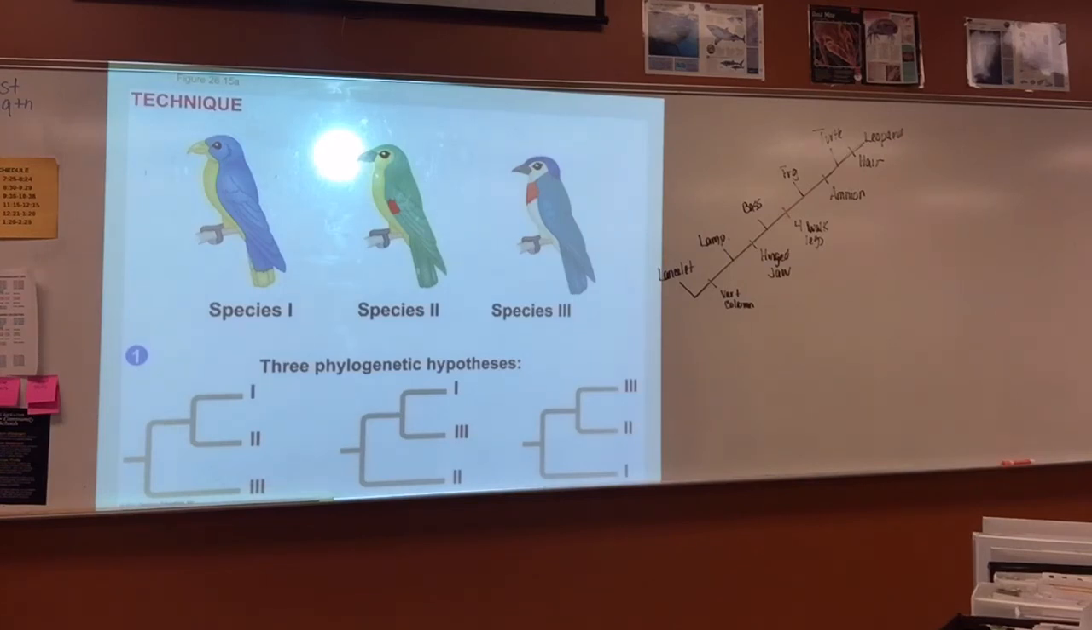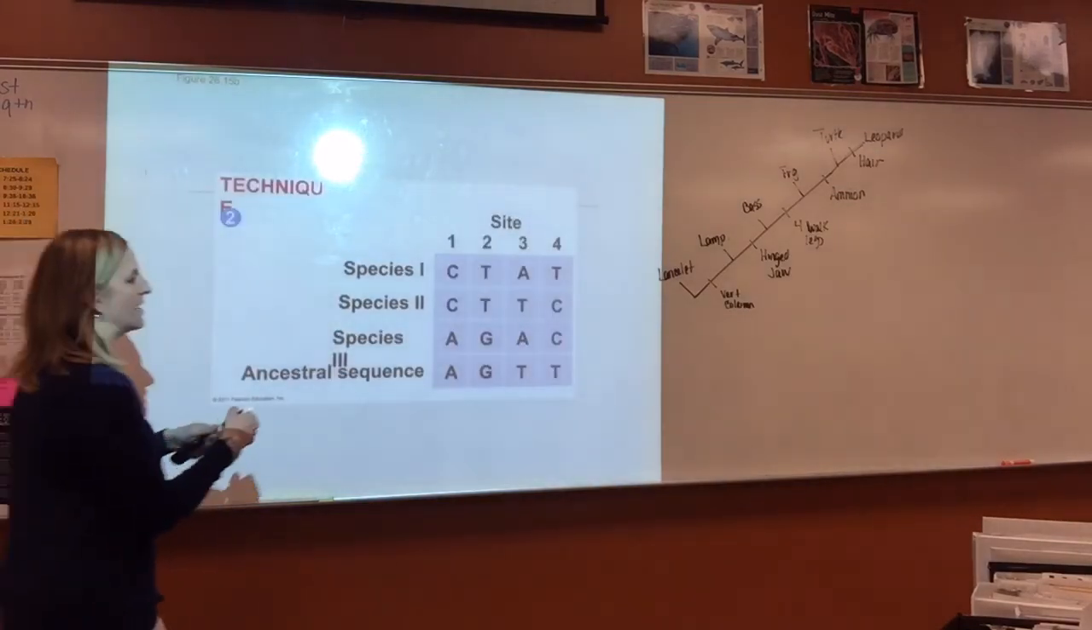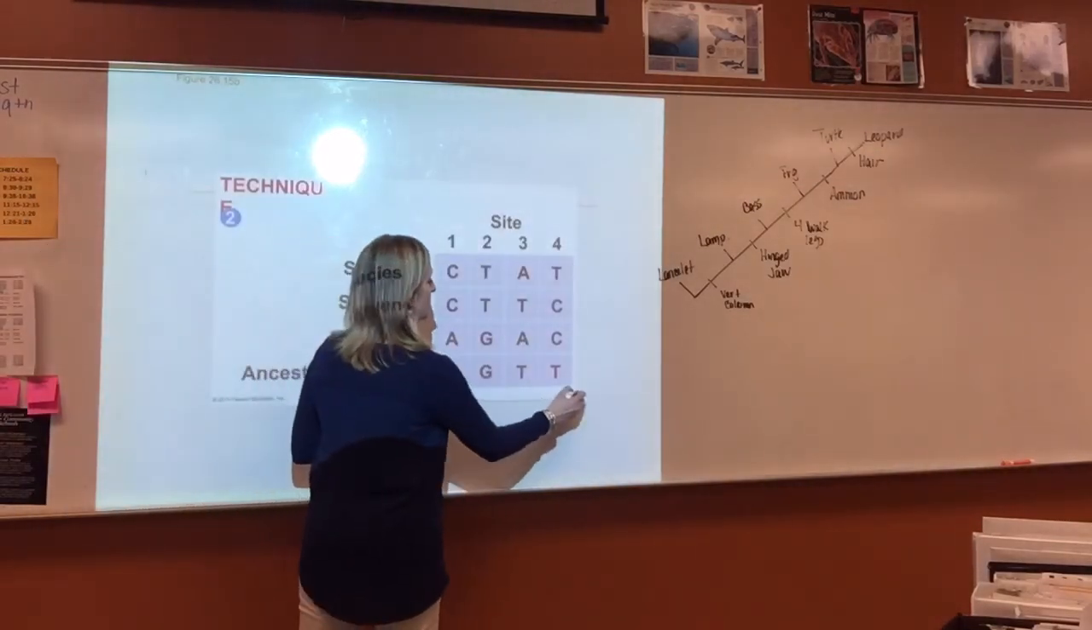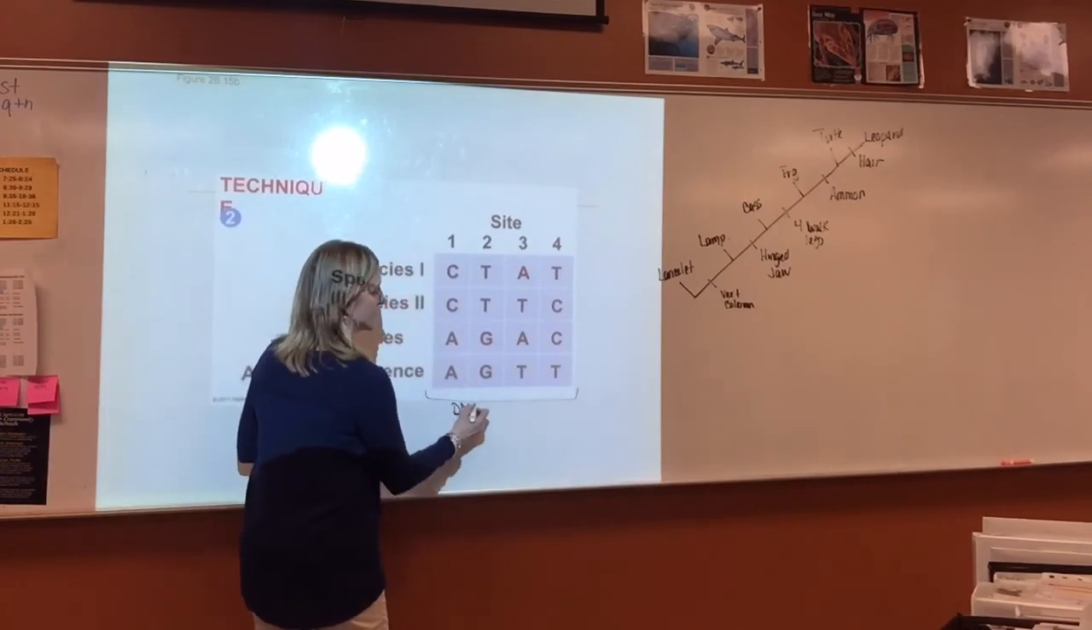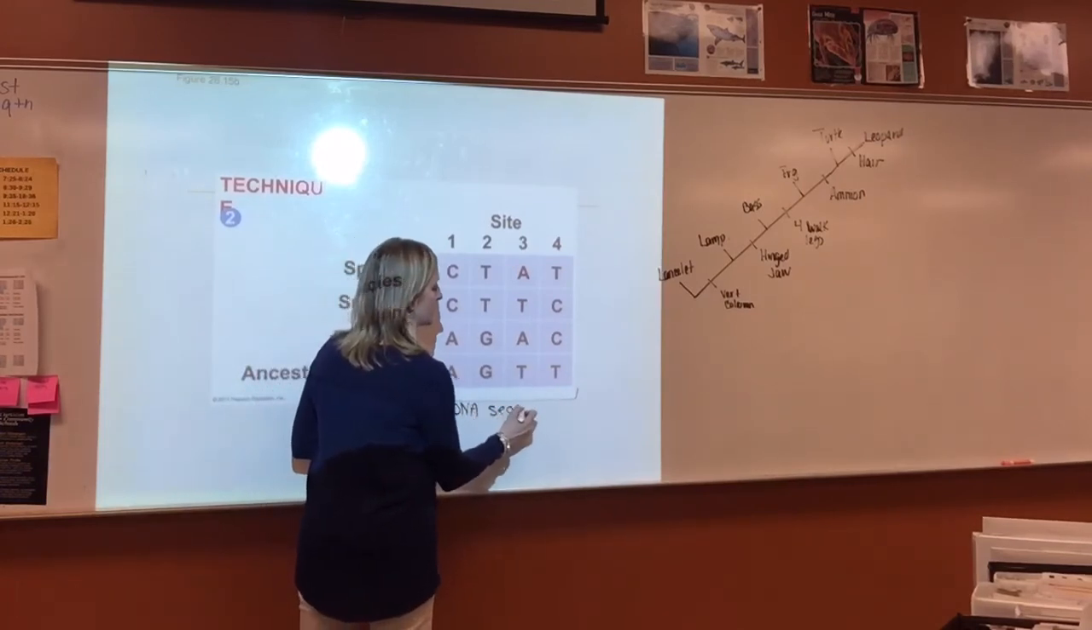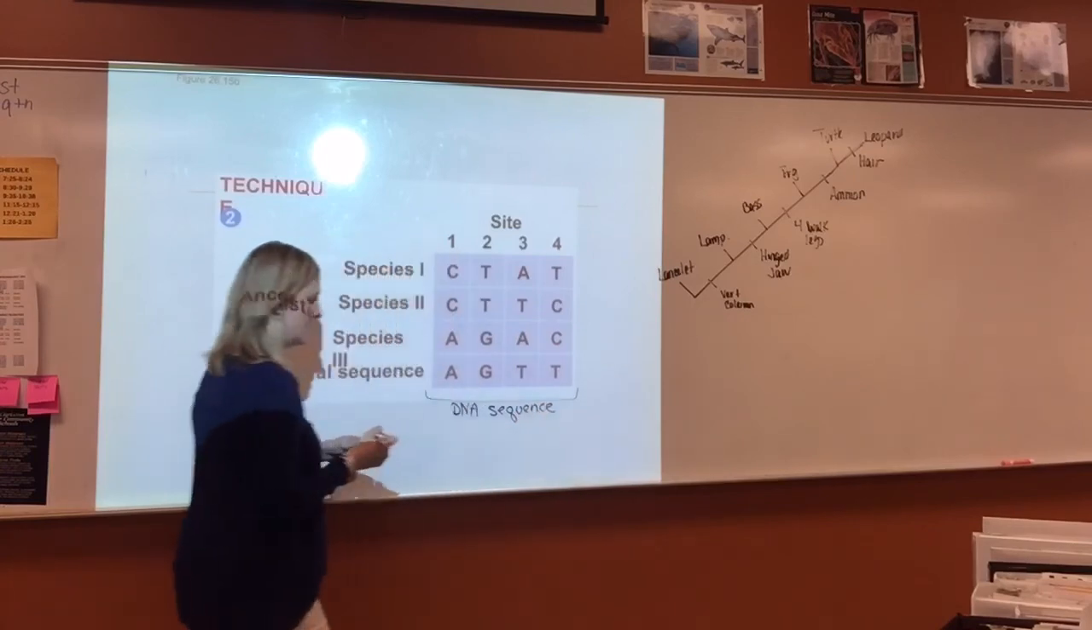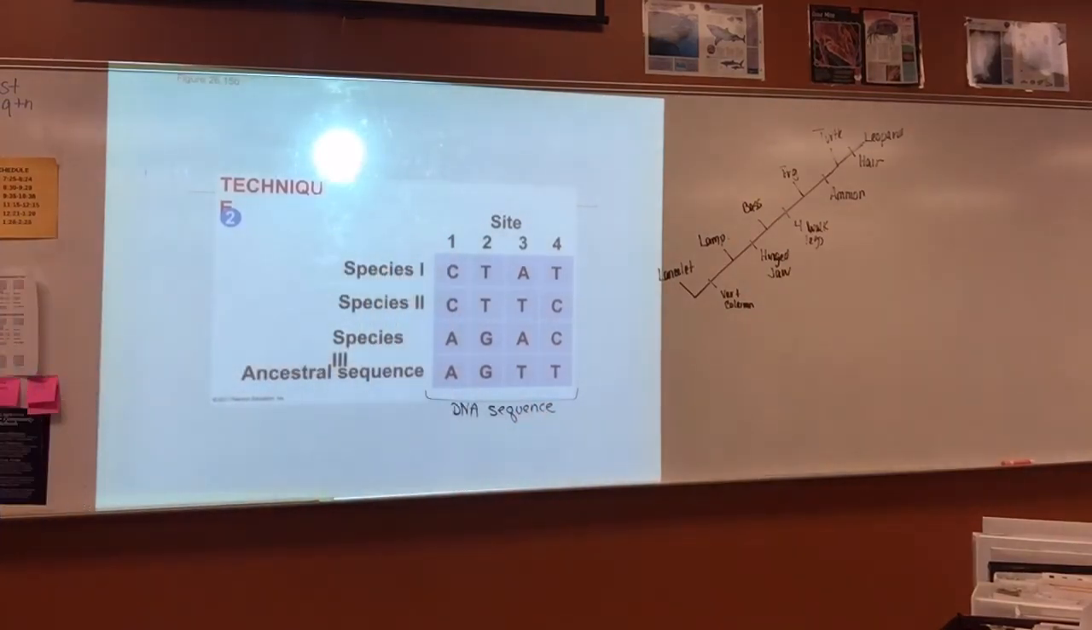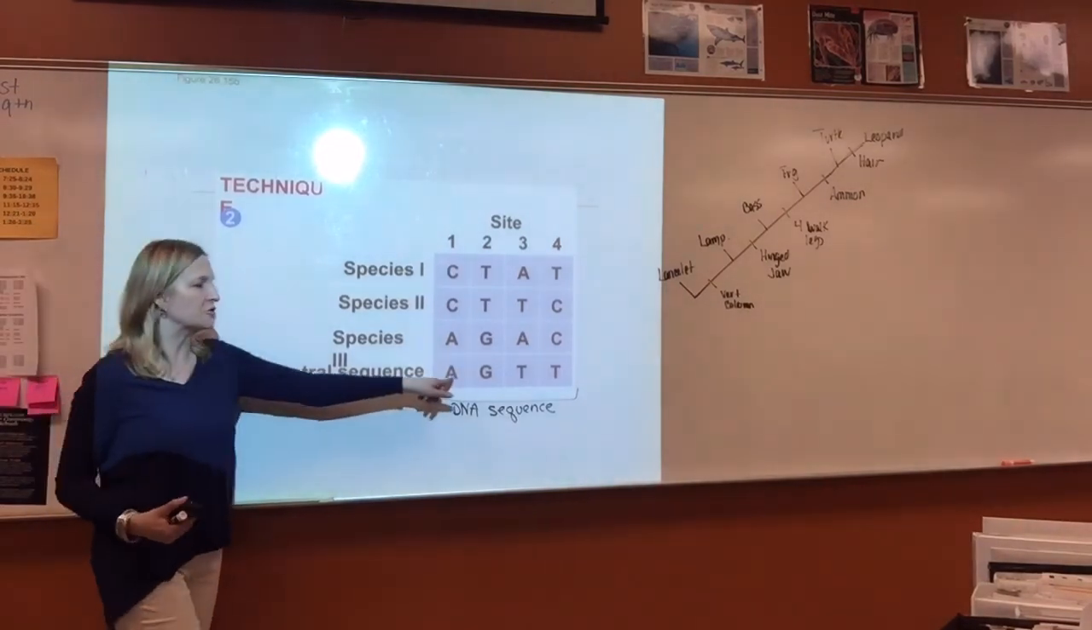So what you do is you look at a trait. In this case, what we're going to look at is right here. This is a DNA sequence, the order of the bases in a section of DNA. And notice here, here's the ancestral sequence.